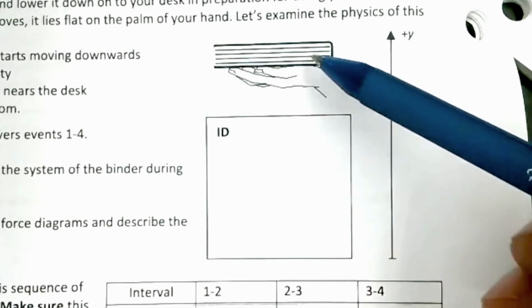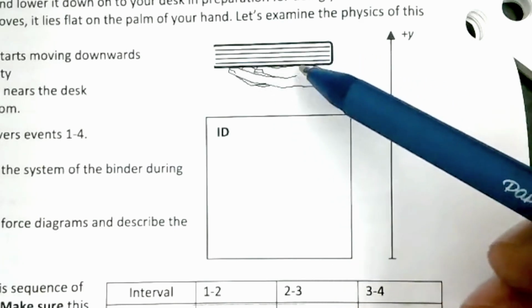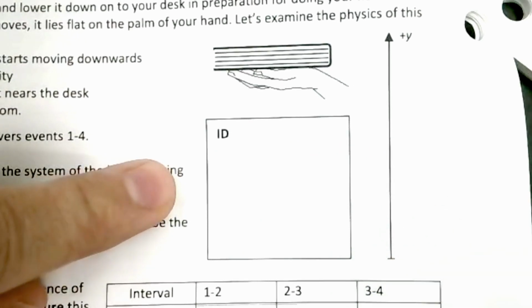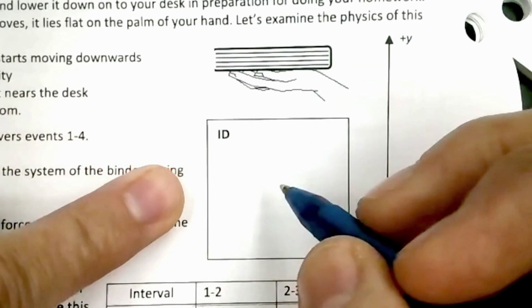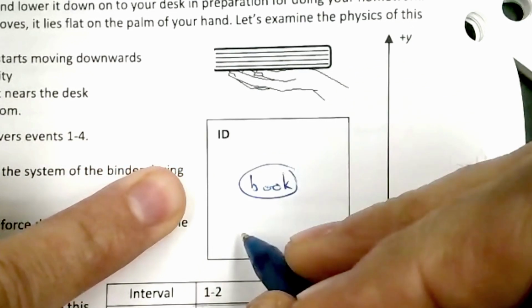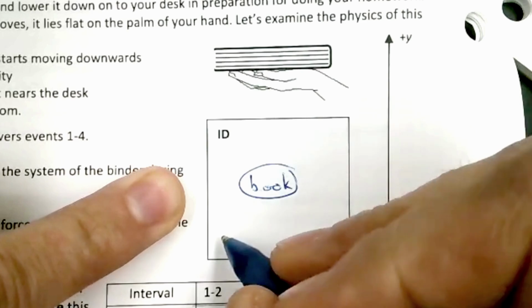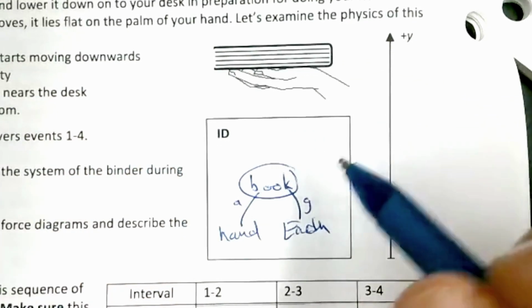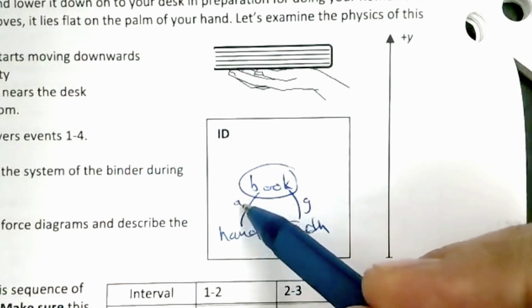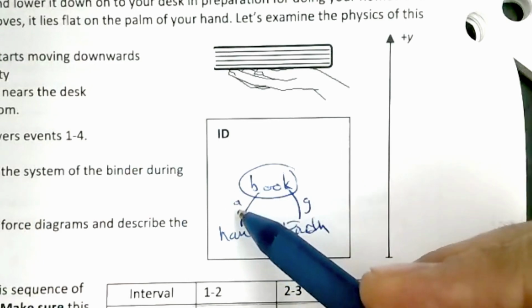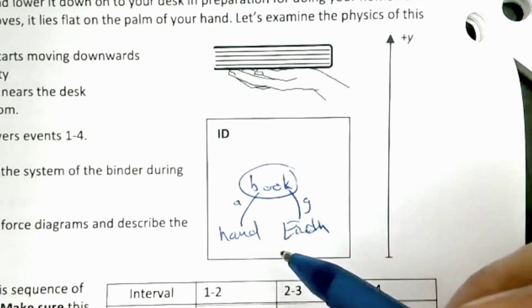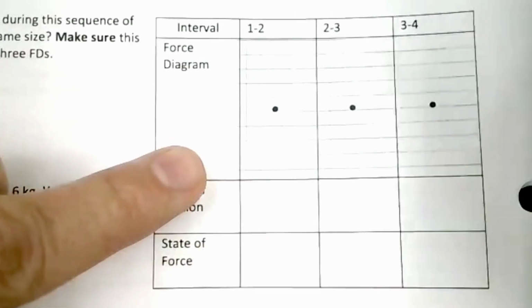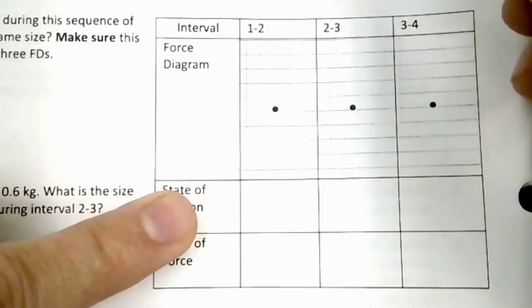Here we have a student who is lowering a textbook that is sitting on their hand. For the interaction diagram for this situation, we have the book as the system. The book is interacting with two objects, the hand and Earth. Now let's remember, when we label an applied interaction, we understand that it is a normal interaction between the hand and the book.